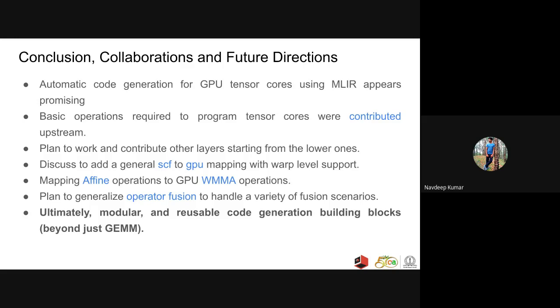We generate the WMMA operations in the affine dialect itself, and we would also like to contribute this mapping back to the upstream, and the generalization of operator fusion to handle a variety of fusion scenarios, like a larger number of ops, or fusion on the input side, with the A and B matrices rather than the C matrix, would also be a good thing. And the ultimate goal is to build a modular and reusable code generation pipeline, basically with these building blocks, which can go beyond them, maybe used in other things like convolution as well.